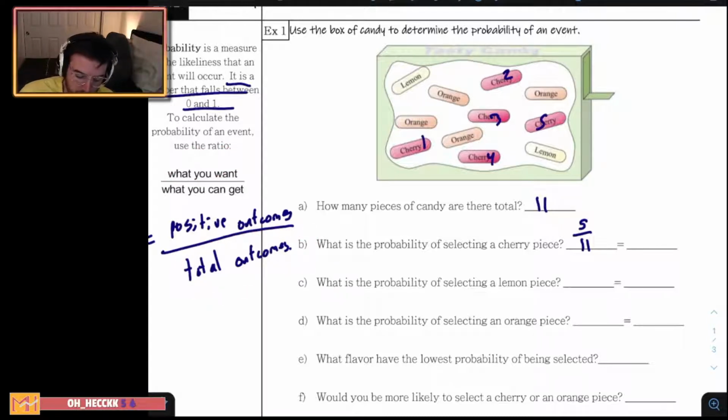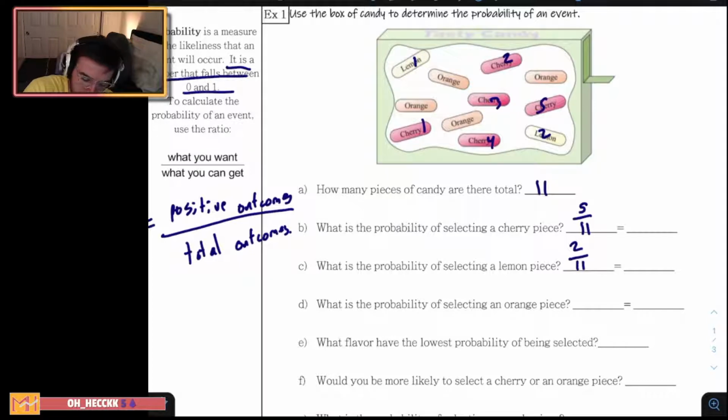Okay? What is the probability of selecting a lemon piece? Lemon, there's 1, 2, 2 lemons. So 2 out of 11, 2 over 11. What you want, lemon, out of the 11 total pieces. What is the probability of selecting an orange piece? 1, 2, 3, 4 out of 11.